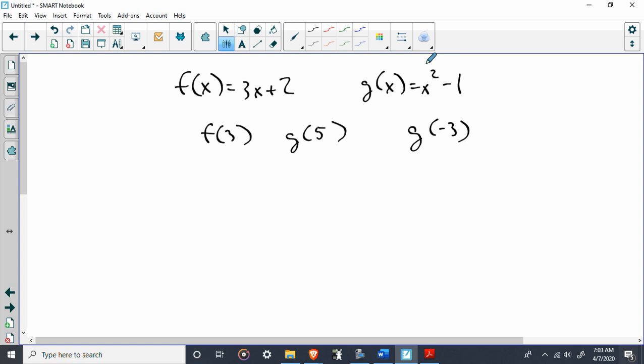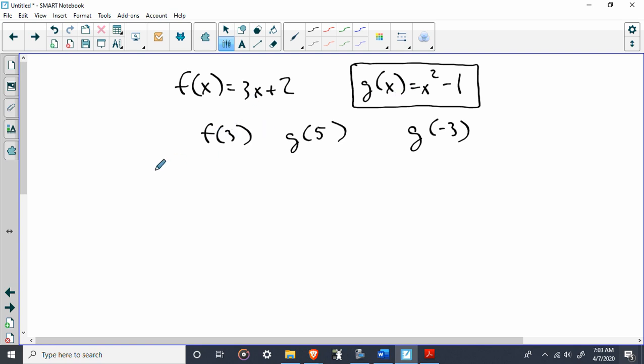Now, if you notice, this one here is a little bit different of an animal than what we've been dealing with, right? We've been dealing with lines. This is not a line. So we'll talk about what this means. You can still evaluate it, so we'll go ahead and evaluate it today. But let's start with this one.